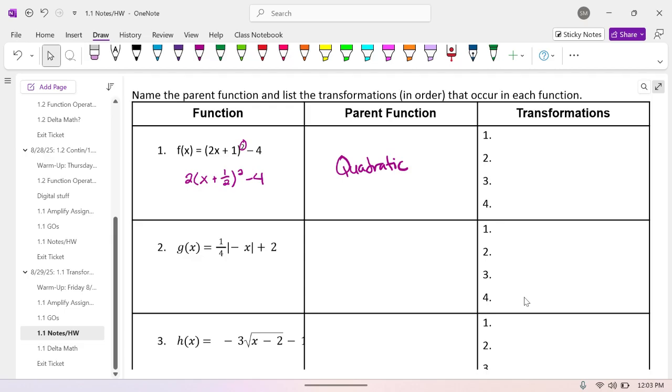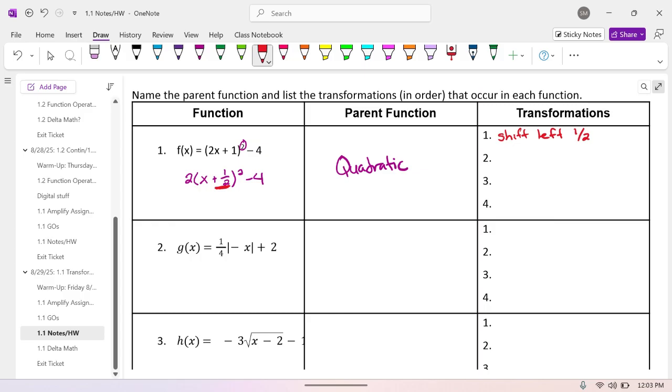All right, so horizontal translation. What is going on here? So we're looking inside the brackets. We know it's going to be either added or subtracted. So right here, what's going on? First off, what direction is it going? Left. How many units? A half. So we shift left a half. All right, that's it.